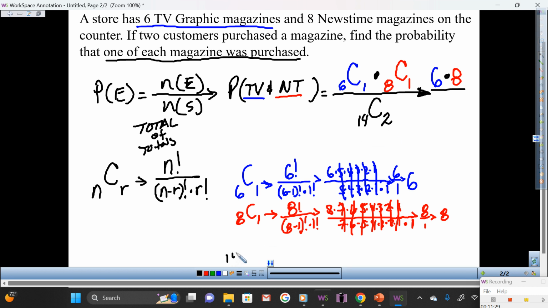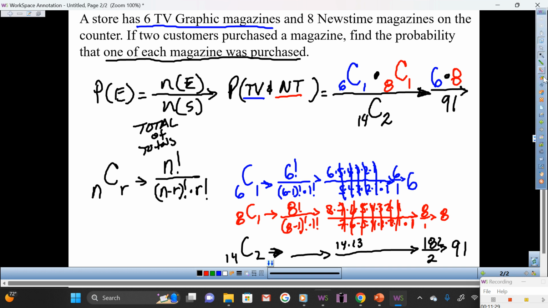And the bottom one, 14 combination 2, and so on. You should have 14 times 13 left, is that correct? So what is 14 times 13? And then divided by 2? Is that correct? Is that 14 times 13? What'd you get, Mel? 182. Divided by 2, that's 91.